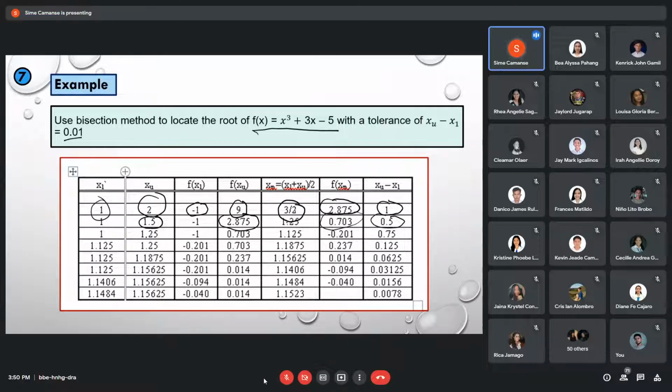The same iteration continues. If it is positive, the replacement is the same and XL remains. Now when you get here and the result of your f of XM is negative, then the replacement goes to XL, 1 to 1.125. And then you keep the other one. And the same until you reach the tolerance. It cannot stop yet because the tolerance is 0.011, still more than 0.01. The next one is 0.0078, which is less than 0.01. Okay, stop the iteration.